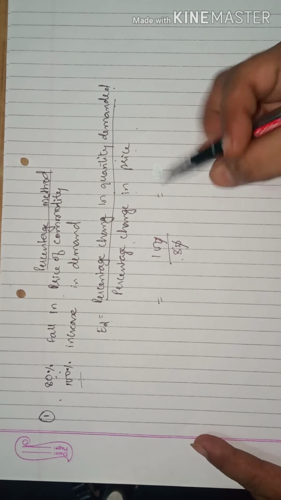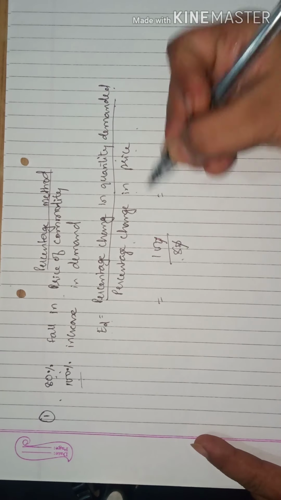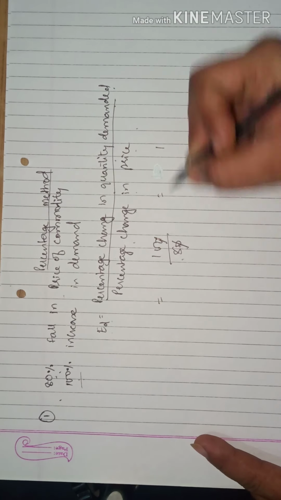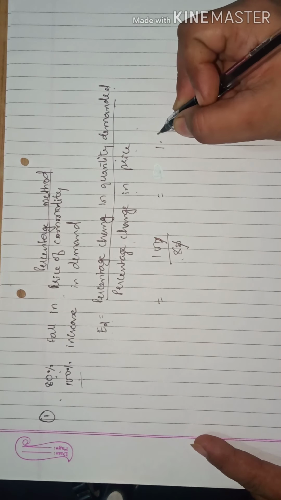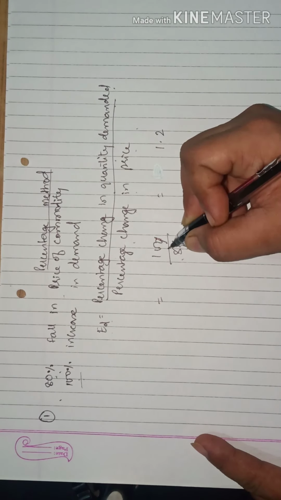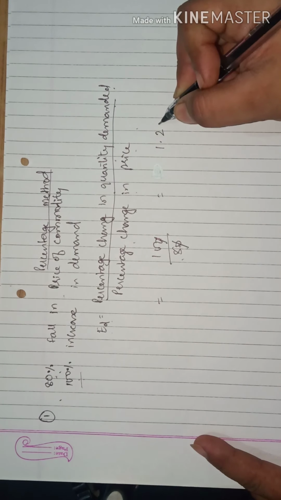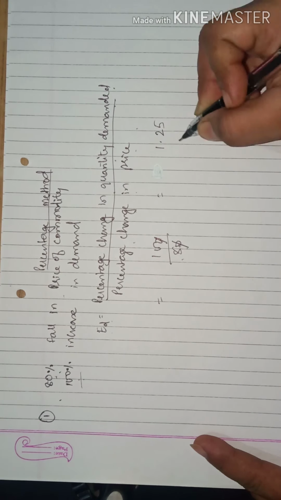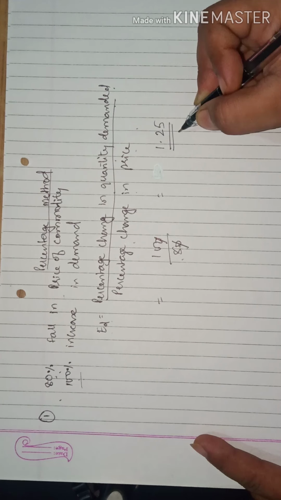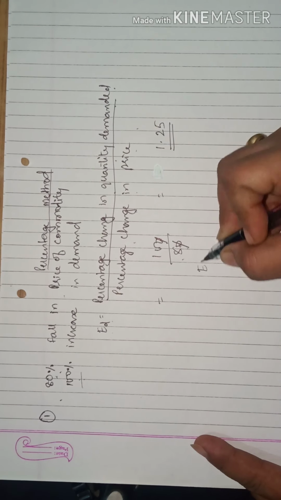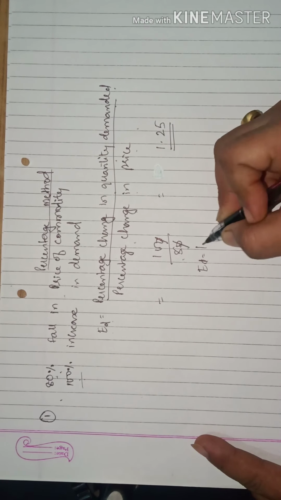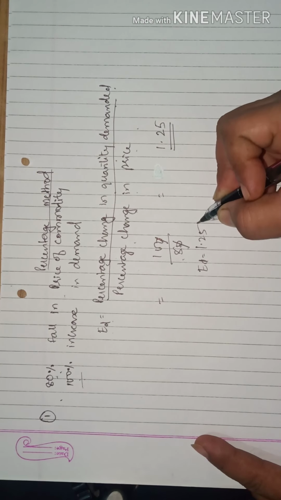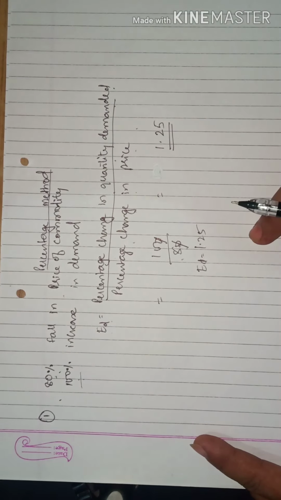Now let's start solving it. 0 0 is reduced. 8 ones are 8. I will be left with 2. That is, 8 2s are 16. Then I will be left with 4. 8 5s are 40. So this will give me 1.25. So what is my elasticity of demand? My elasticity of demand is equal to 1.25. Okay. Now let's move on to the second sum.